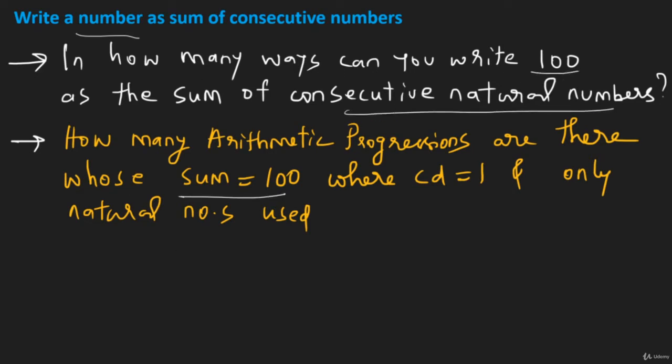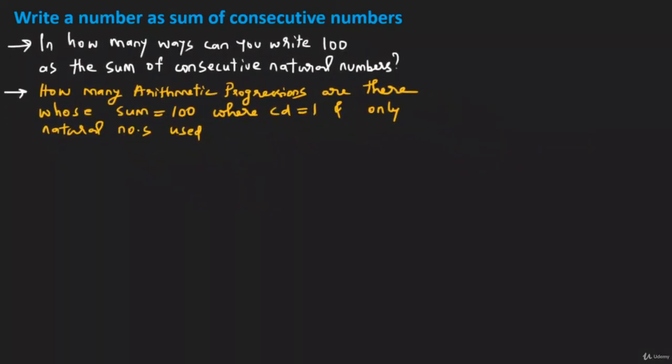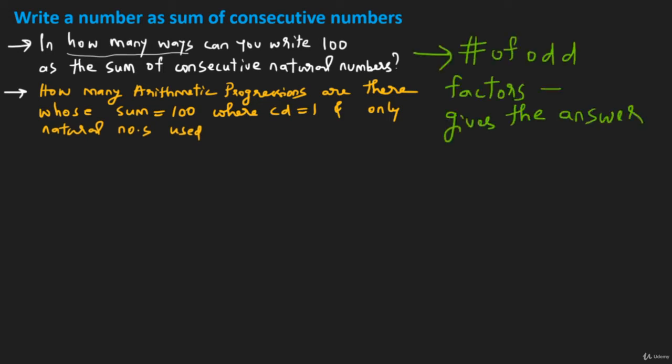All right, let's keep that aside and let's see how we can attempt these type of questions. Now, over here you can see the question is, in how many ways can you do it? It does not ask us to exactly write the ways. So this can be done very fast. If you just want to know how many ways it can be done, the answer is the number of odd factors of the given number, in this case 100, minus 1. So the answer would be the number of odd factors minus 1. That would give you the answer.